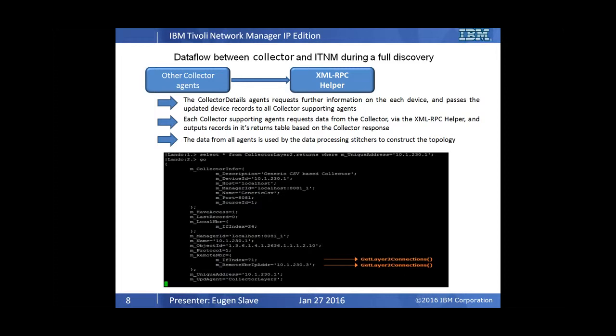Each collector agent is also interrogating the collector via the XML RPC helper, and the output is in the returns table of the agent. For example, here I have a collector layer 2 agent, which in returns gets information from the method getLayer2Connections. That's another method of the collector.